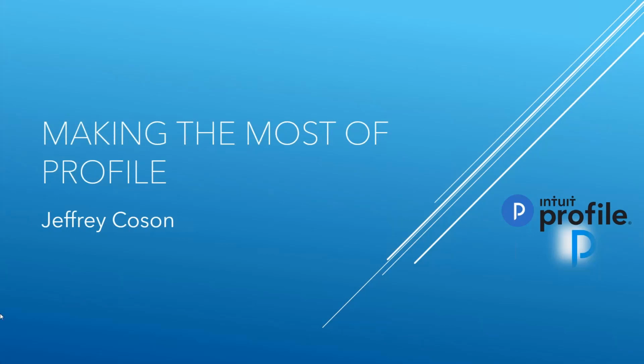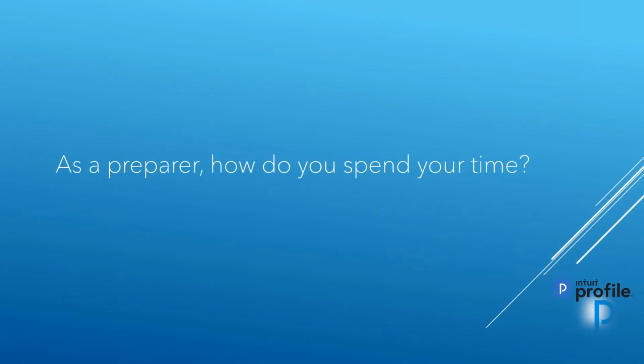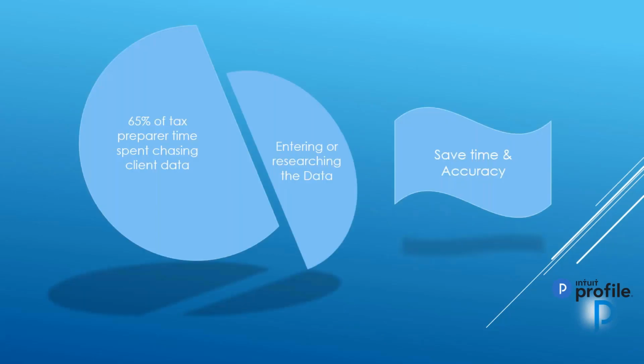Just a quick question here. Most tax preparers spend a lot of their time, and I've asked through live sessions, how does a preparer spend their time? Most of them would say they spend it either chasing data, or trying to retrieve the slips from CRA, entering and researching the data, making sure that it's accurate, and figuring out whether they're able to use that data. They basically want to save time and make sure that the return is accurate.